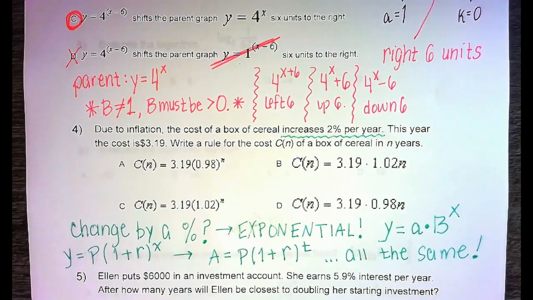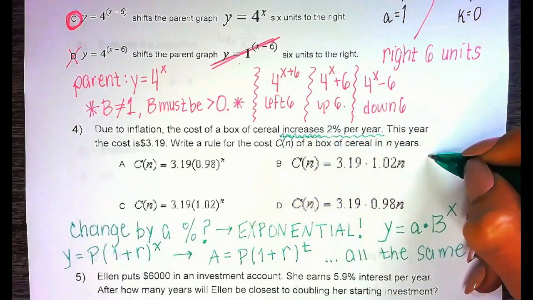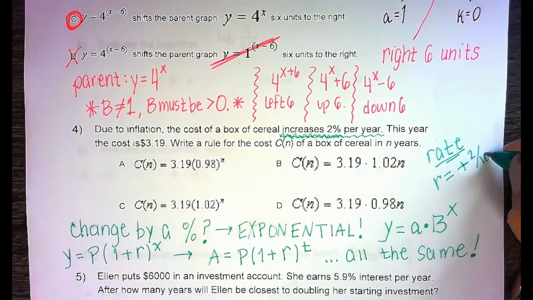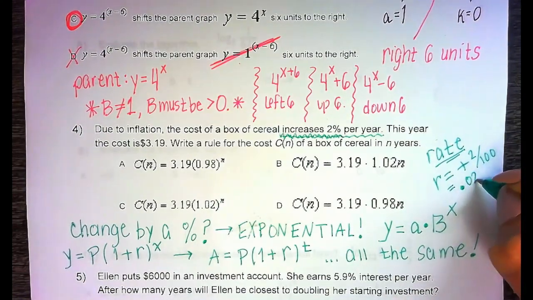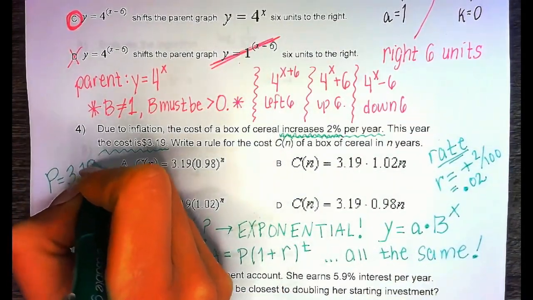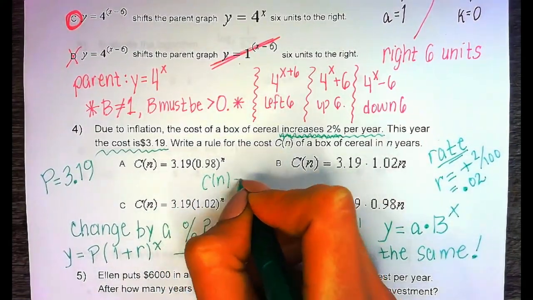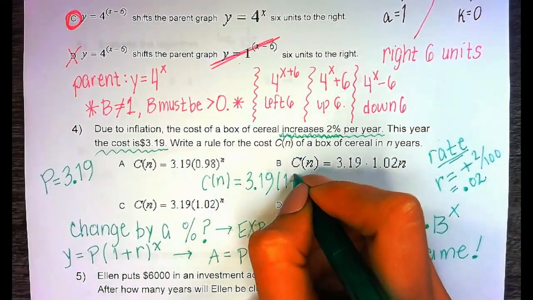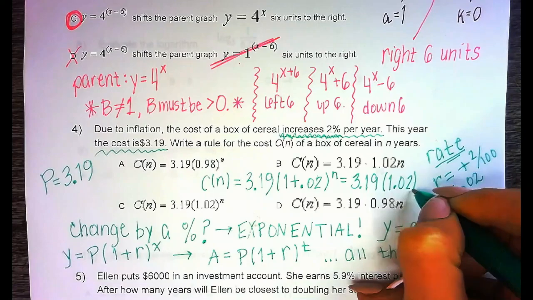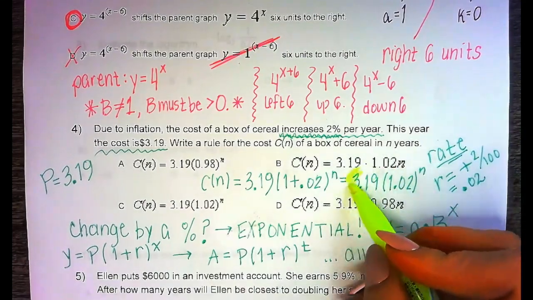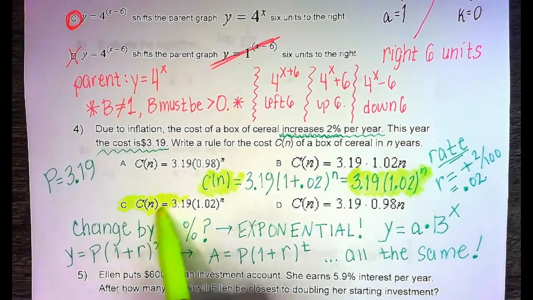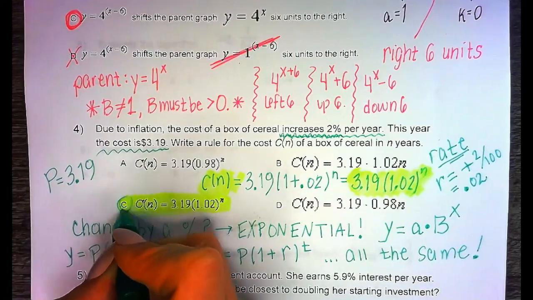Now, as we analyze our rate, we see that we are increasing, which means positive, by 2% per year. 2% means 2 out of 100, and 2 divided by 100 gives us the decimal 0.02, or 2 hundredths. The cost initially started at $3.19, which gave us p equals 3.19. C of n is what they ask us to use for our function, so we'll use p, which is 3.19, times 1 plus r, 1 plus 0.02, to the n, because C of n tells us that our input or independent variable should be n. At the end of the word problem, they even tell us in n years.